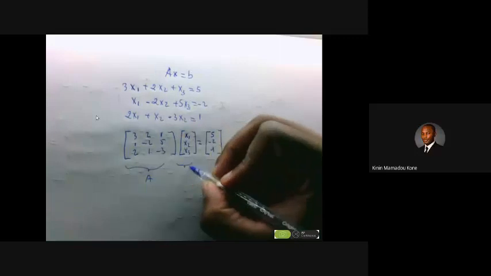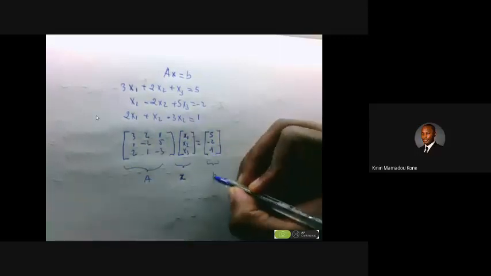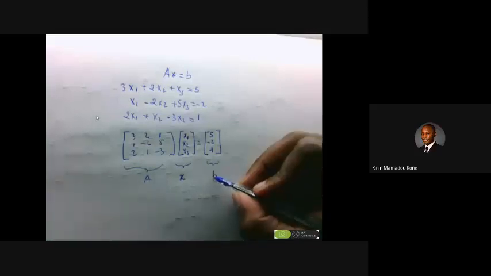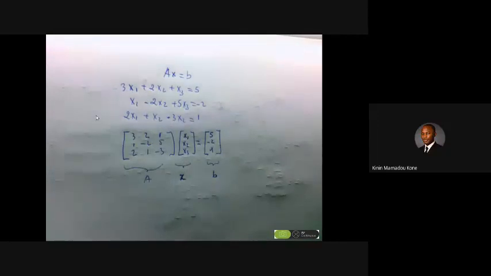And that's it. So we're able to turn this into a matrix equation of the form AX is equal to B. Now, sir, so we are done? Yes, the question is over.